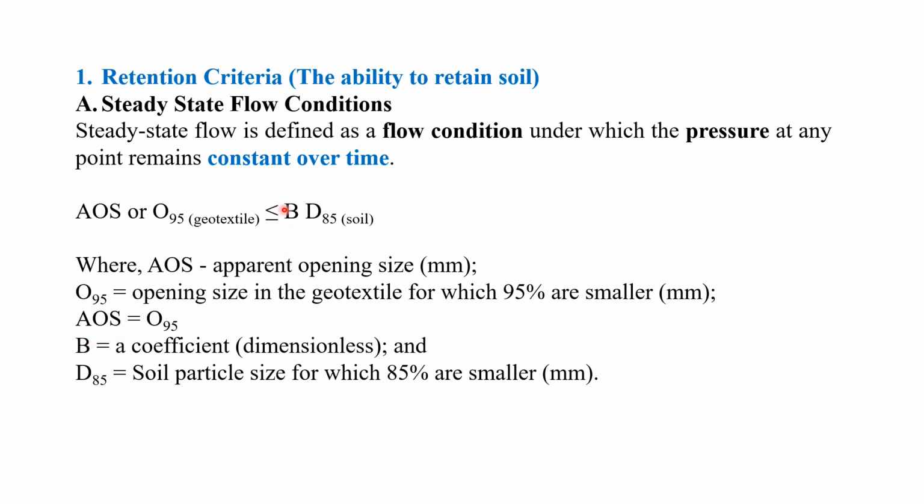So what is B? B is a coefficient. It is a dimensionless parameter. And D85 is the soil particle size for which 85% are smaller, in millimeters, right? So here, O95 and D85: O is related to the opening size of the geotextile, whereas D85 is related to the soil particle size, and B is the coefficient, right? So this is the equation we can see.